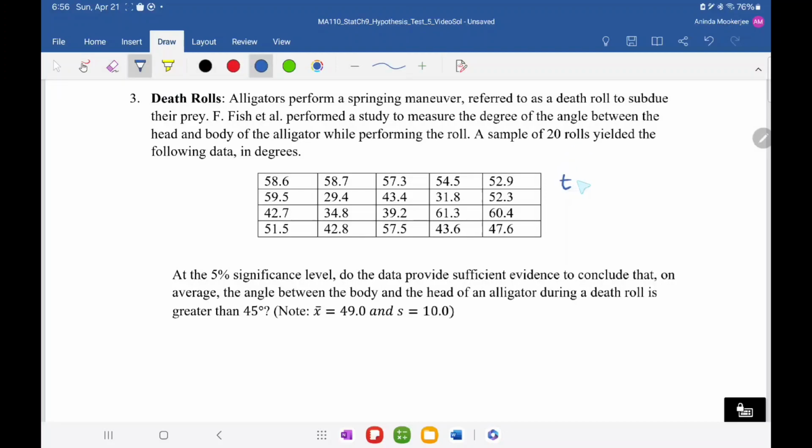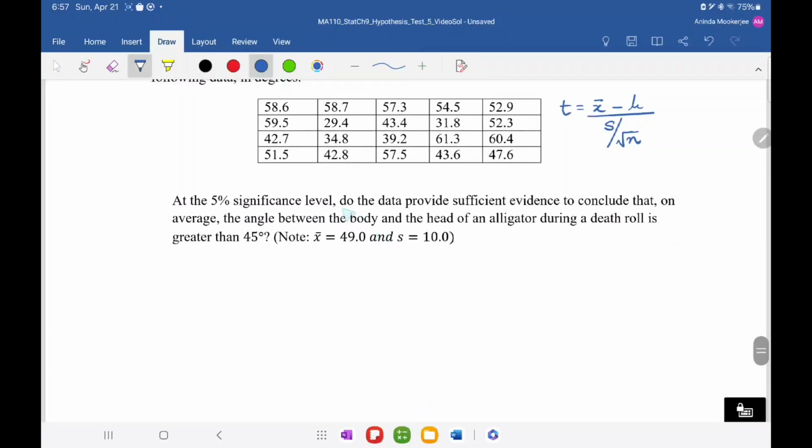It's going to be t equals x bar minus mu over s divided by square root of n. Now let's see which of these variables and their data is given to us. So first, here it says x bar equals 49.